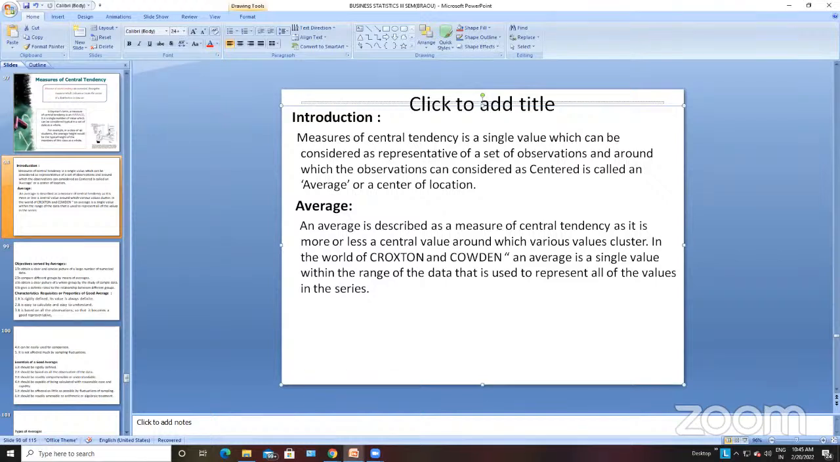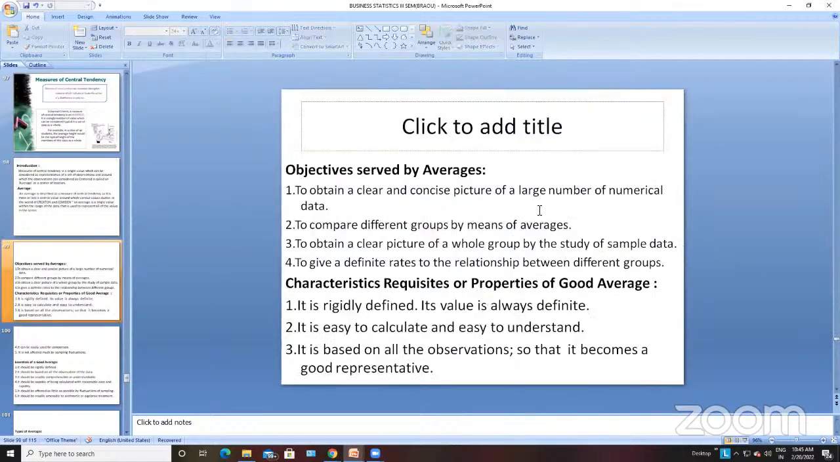In the words of Croxton and Cowden, these two people described it as a range of the data which represents all of the values in the series. Next, we'll see about averages.